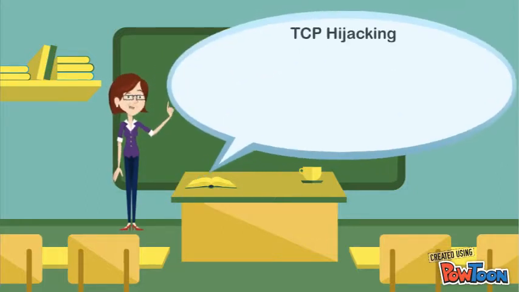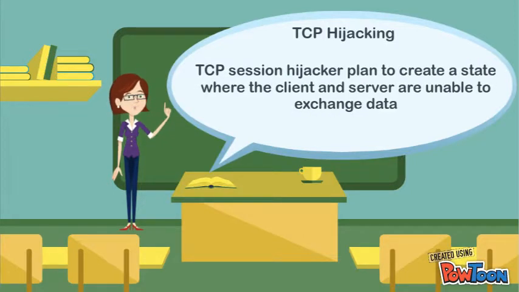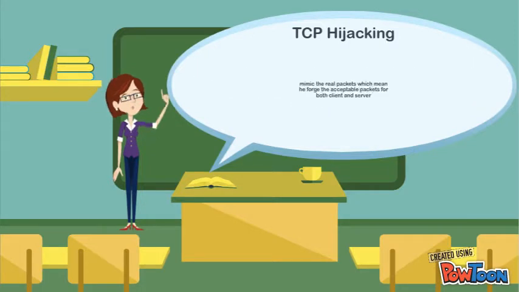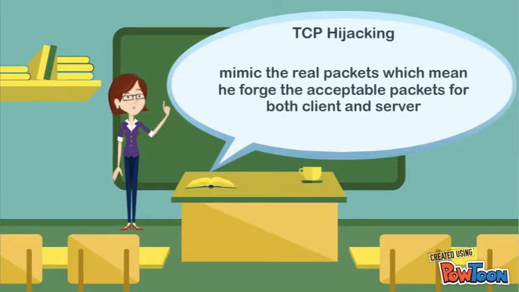Transmission Control Protocol, TCP, hijacking happens when the TCP session hijacker plans to create a state where the client and server are unable to exchange data. The reason he does that is that he gets a chance to mimic the real packets, which means he forges acceptable packets for both client and server.